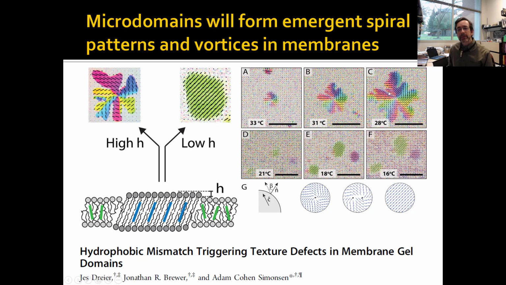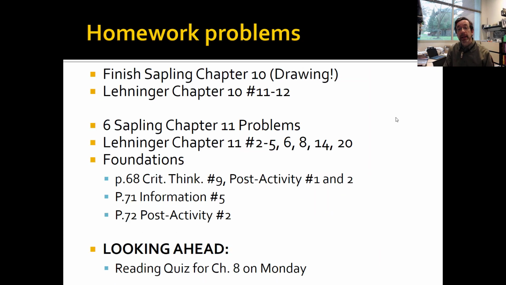So at 28 degrees Celsius, you can see right here, part C, you have this rainbow-colored moving vortex that comes from the lipids swirling around each other. This has got to be used by the cell somehow, but we don't know how yet. I just think it's really cool. And all of this comes from oil and water, the hydrophobic effect working with the way that membrane lipids come together. That is all I have for you.